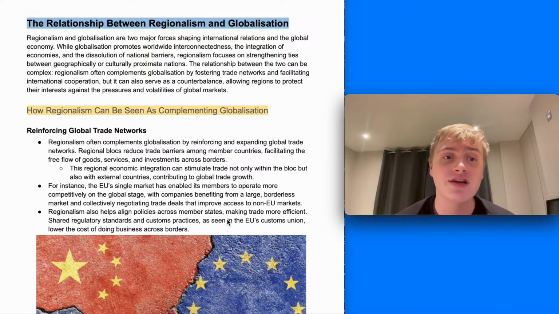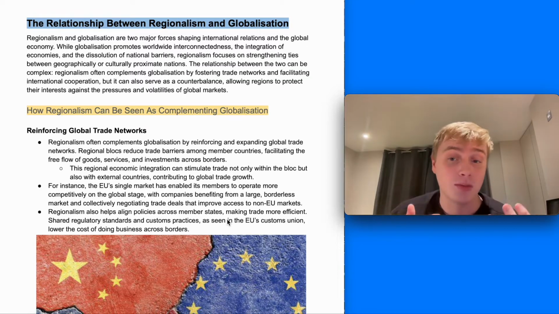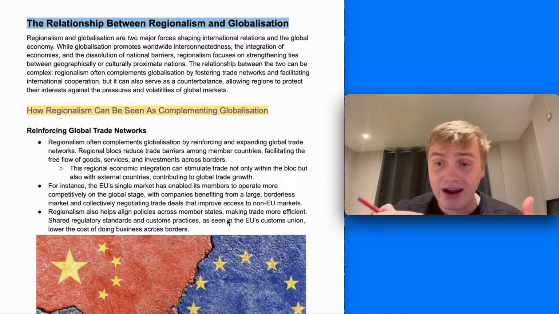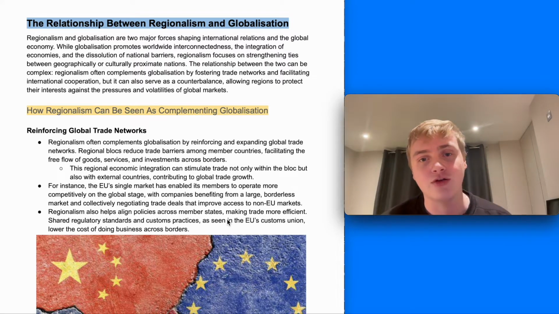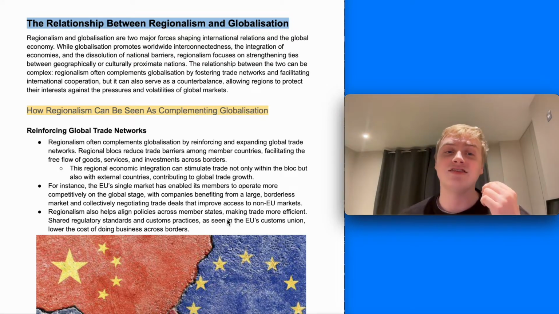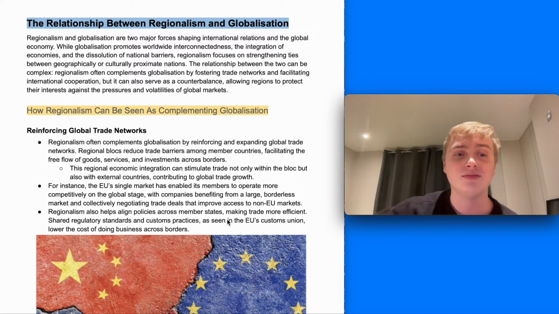On the one hand, regionalism often complements globalisation by fostering trade networks and facilitating international cooperation, really furthering the aims of globalisation in terms of promoting free trade and reducing trade barriers. But on the other hand, it can also serve as a counterbalance, allowing regions to protect their interests against the pressures and volatilities of global markets. So it can act in two ways.